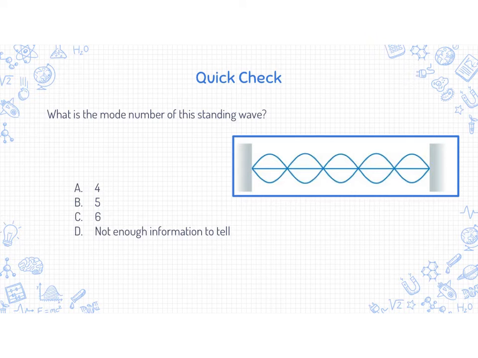So here's a quick check. What's the mode number? Well, if I want the mode number, I count the standing antinodes. 2, 3, 4, 5. It is a mode number of 5.